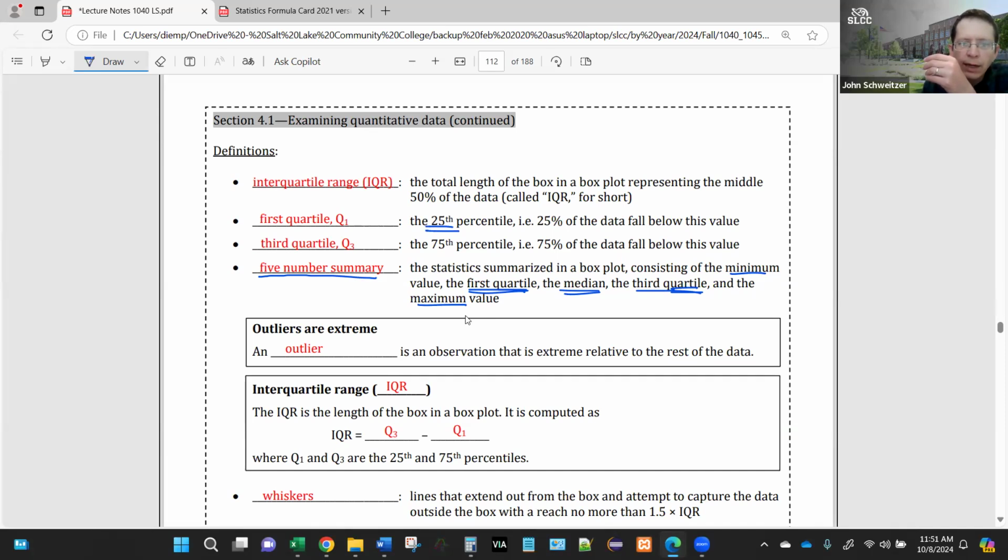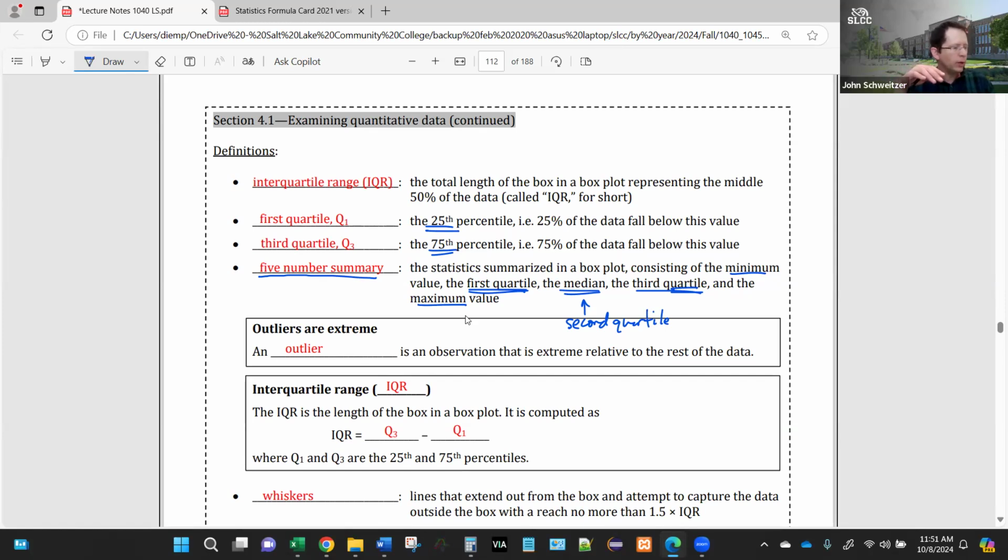Okay, so the first quartile is the 25th percentile. The median actually is the second quartile. We call it the median, but you can refer to it as the second quartile. The third quartile is the 75th percentile. Okay, so that's what the 5-number summary is. It's the minimum, it's the maximum, and then the middle quartiles.